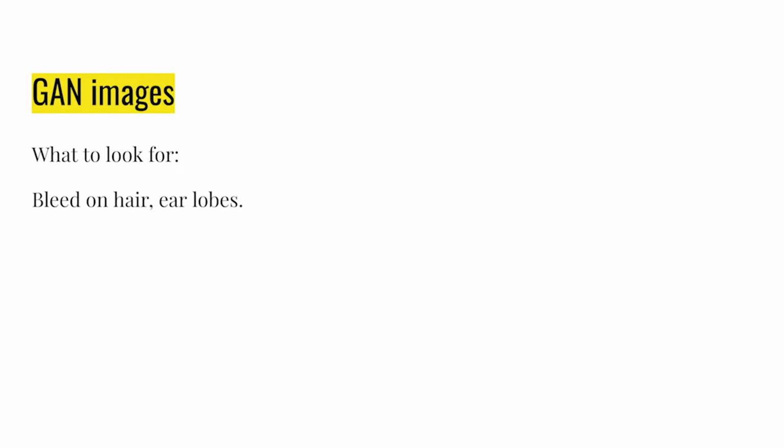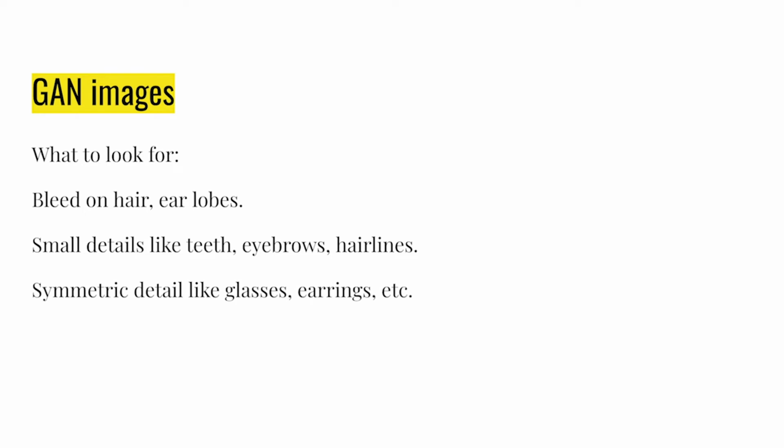So this is like bleed on hair or earlobes. Look for small details like teeth, eyebrow, and hairlines. Symmetric details like glasses and earrings are also extremely imperfect at this moment. And background issues, you can also very clearly see that usually backgrounds are just a little bit washed out and they look a little bit strange.